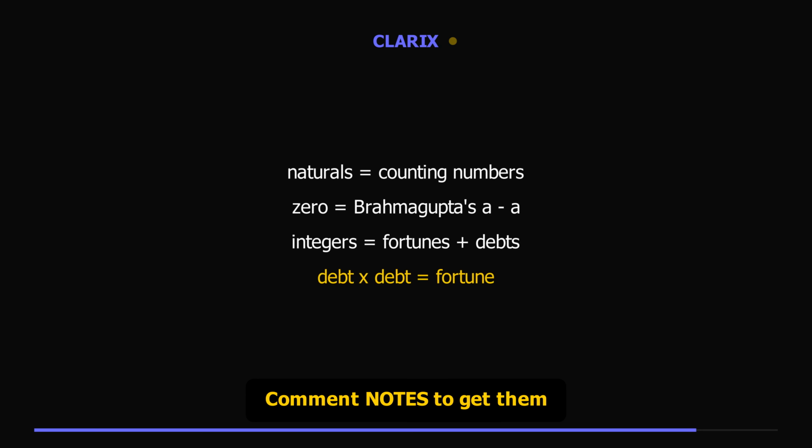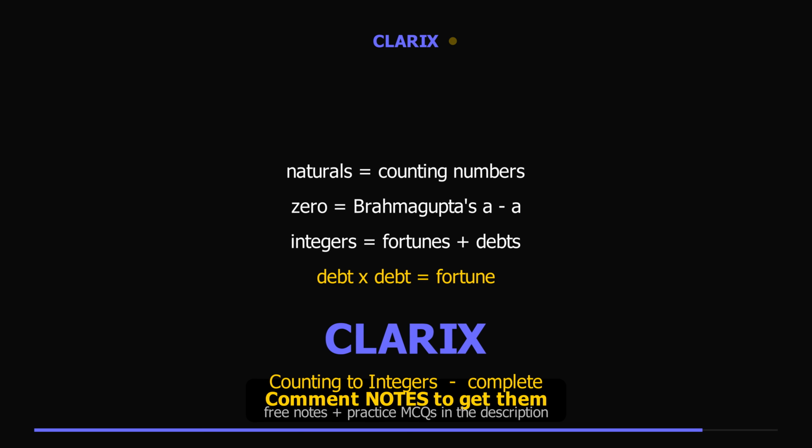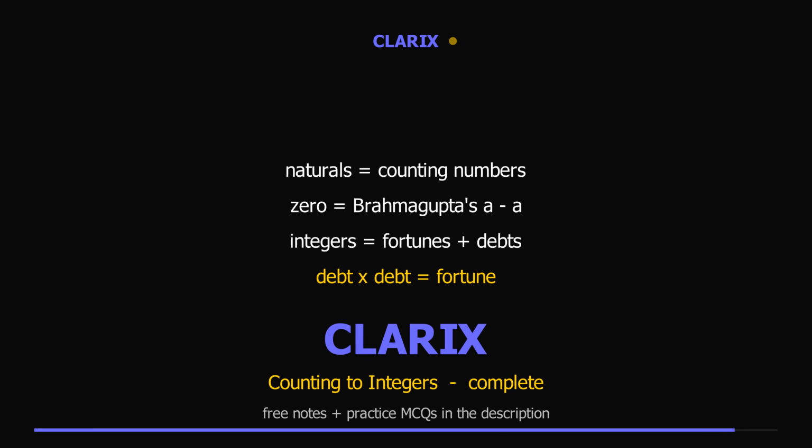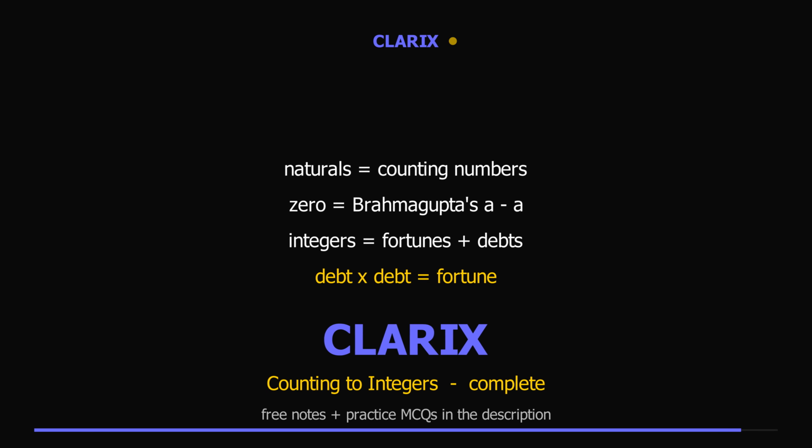Natural numbers came from counting, 0 came from Brahmagupta, treating nothing as a real number, and integers add negative numbers as debts with their own multiplication rules, especially debt times debt equals fortune.